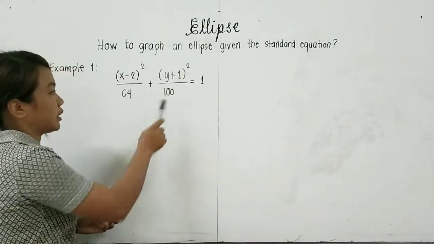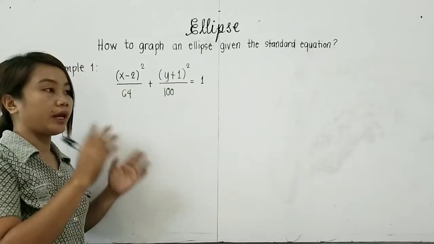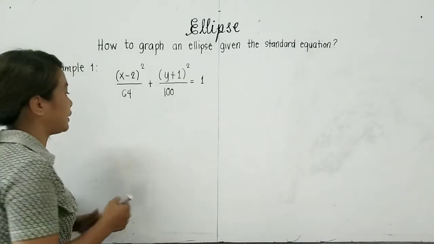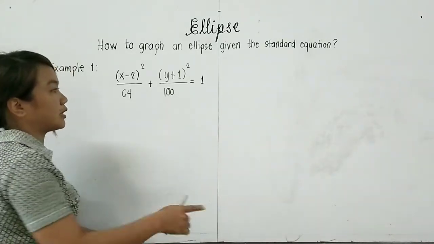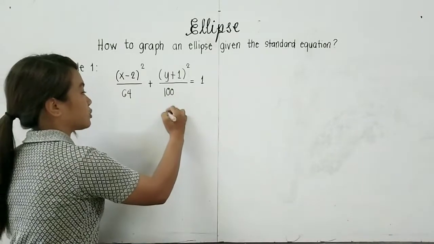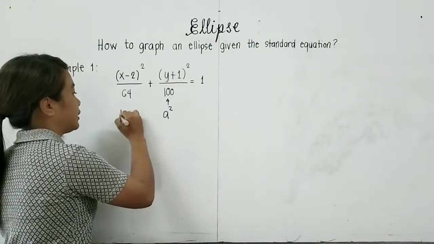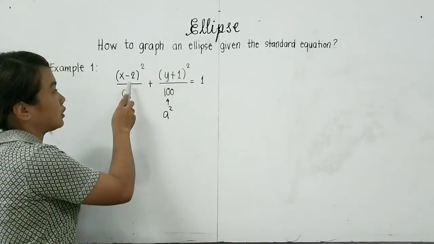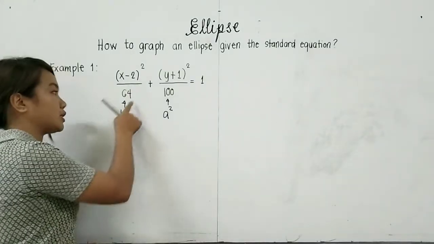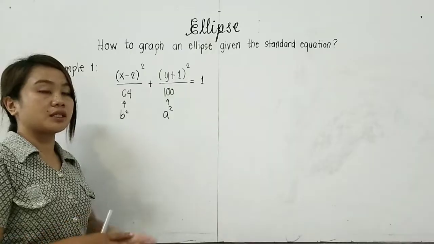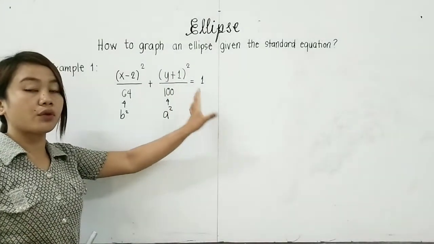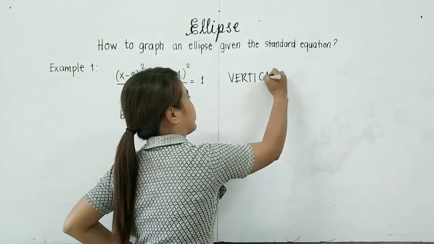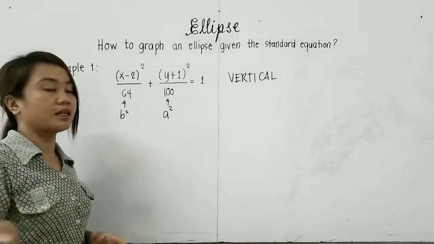Okay, so which is our a squared and which is our b squared? Again, a squared is always greater than b squared because we said earlier that a is greater than b. So among the two, 100 is greater than 64. Therefore, our a squared is 100 and our b squared here is 64. So the denominator of x here is b squared, which is 64. We can say that the major axis of this ellipse is parallel to the vertical axis. So we have vertical.